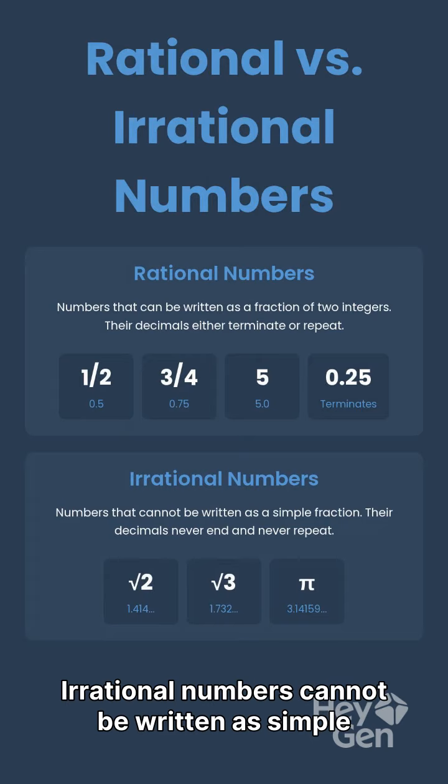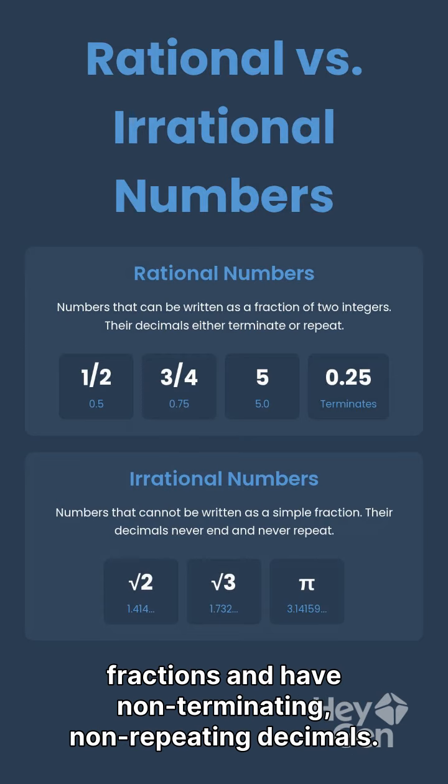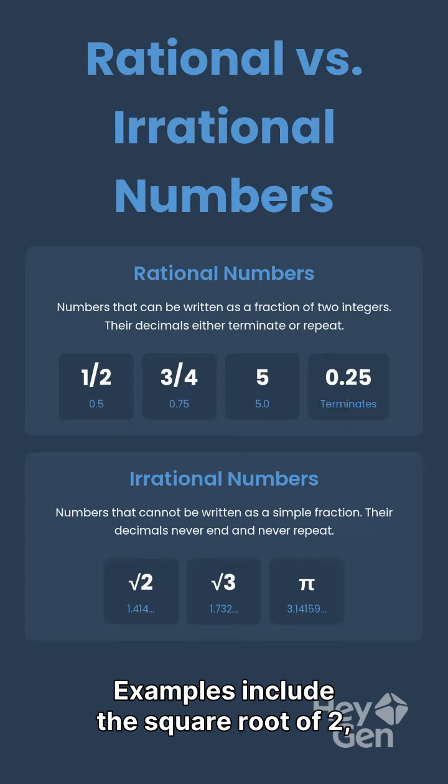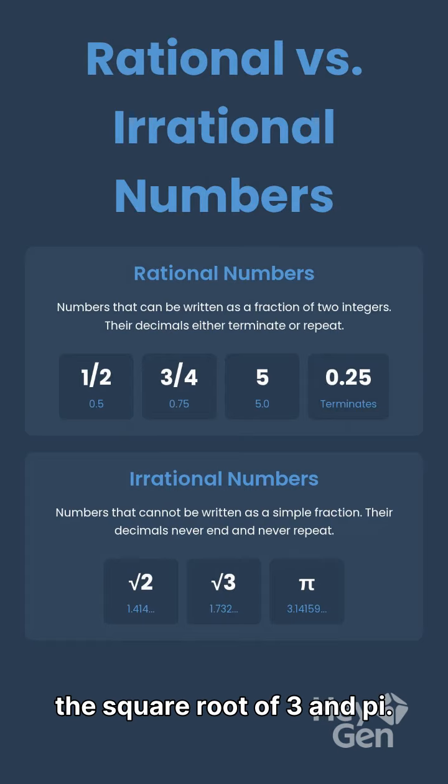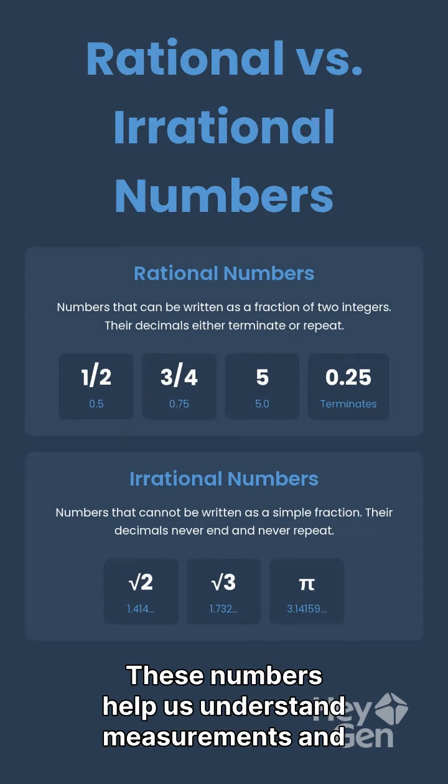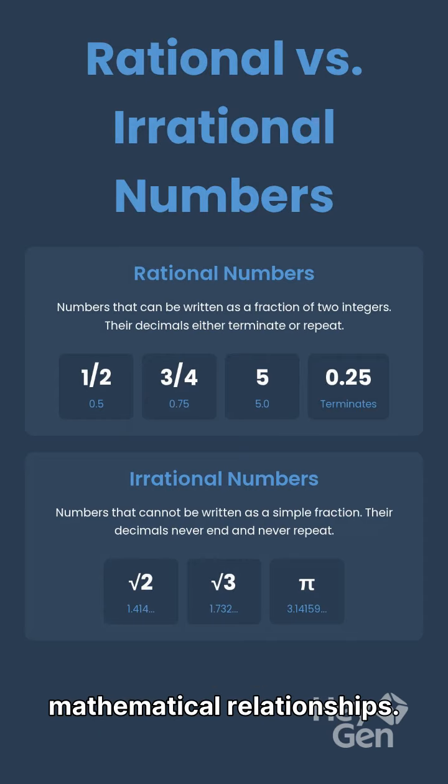Irrational numbers cannot be written as simple fractions and have non-terminating, non-repeating decimals. Examples include the square root of 2, the square root of 3, and pi. These numbers help us understand measurements and mathematical relationships.